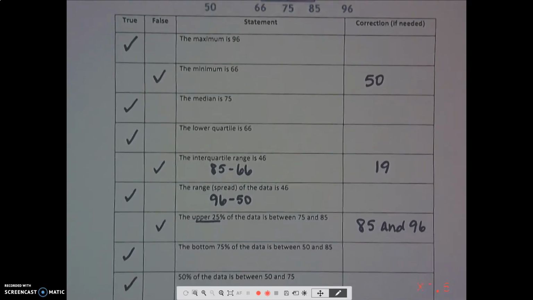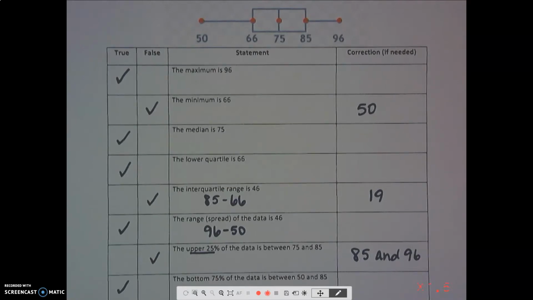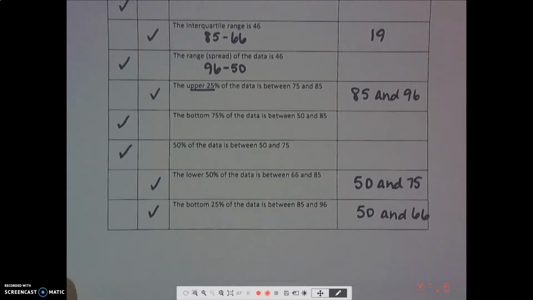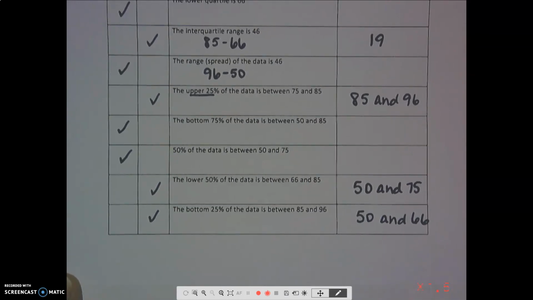And then the last one says the bottom 25% of the data is between 85 and 96. Okay, the bottom 25% of the data is between 85 and 96. That is false. The bottom 25% is between 50 and 66. Okay, so I'll show you all of those things as we go. All right, so analyzing box plots, just making sure that you're remembering that each chunk of information is 25% of the overall data. And that's it.